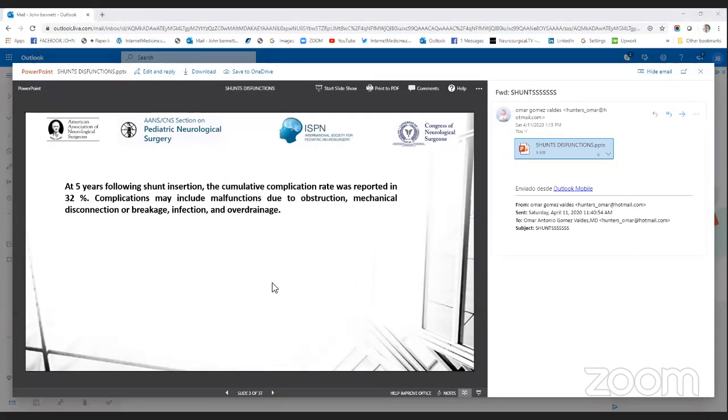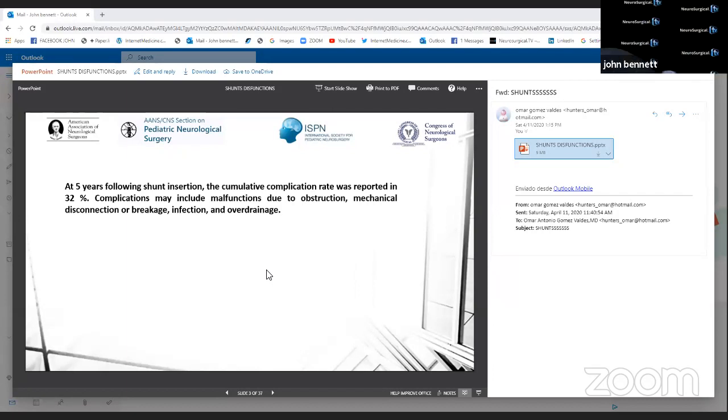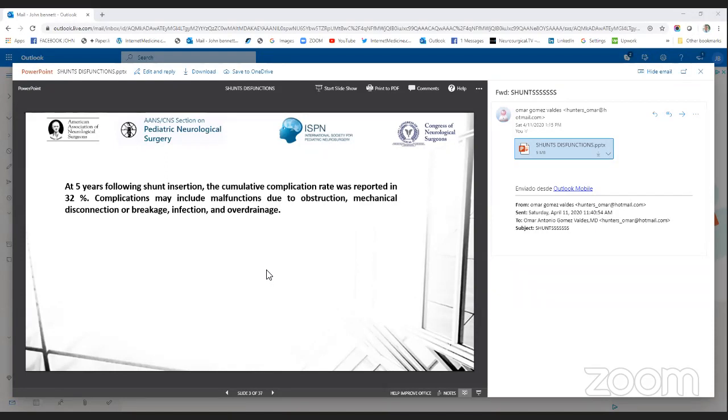At 5 years following shunt insertion, the cumulative complication rate was reported in general at 33%. These complications may include malfunction, sometimes caused by obstruction, mechanical disconnection, or another mechanical problem, and sometimes infection at the site or along the trajectory of the shunt, and sometimes over-drainage that may even cause hemorrhages in some patients. So this is why it's very important to know this. Next, please.